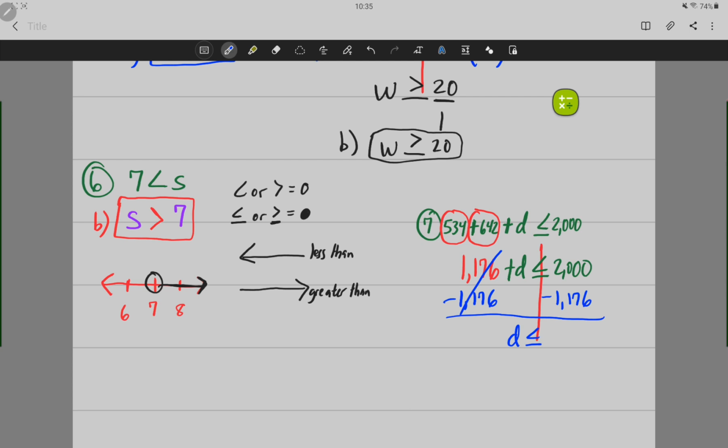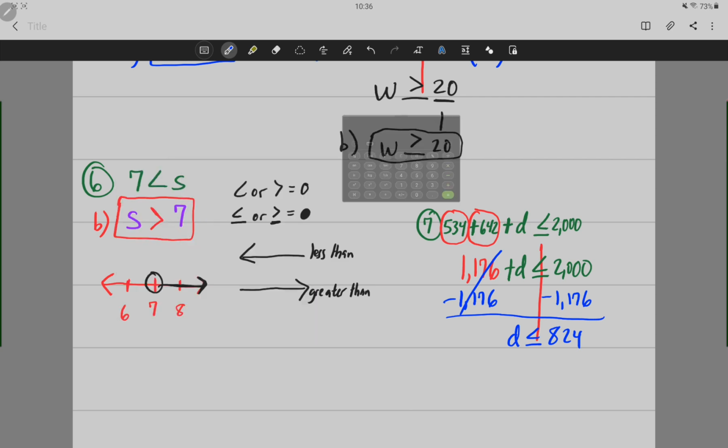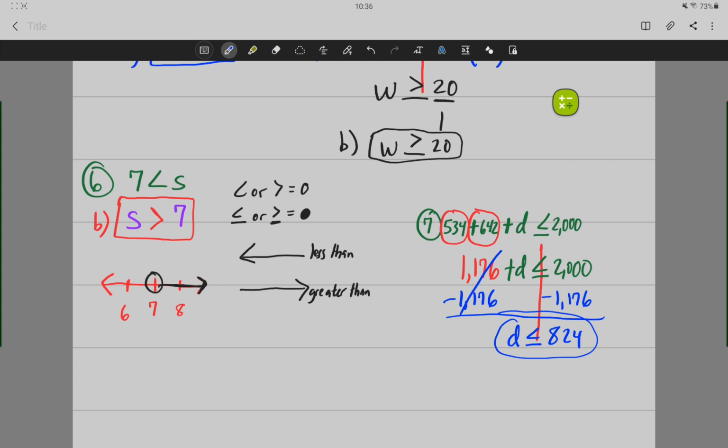And 2,000 minus 1,176 should be 824. Let's just double check. 2,000 minus 1,176. Yep, 824. So that's our solution. What that means is the greatest number of calories that Naomi can have for dinner without passing the 2,000 total is 824.